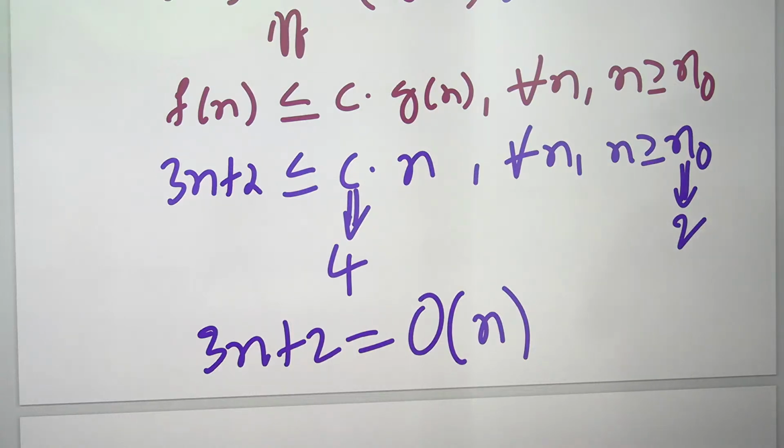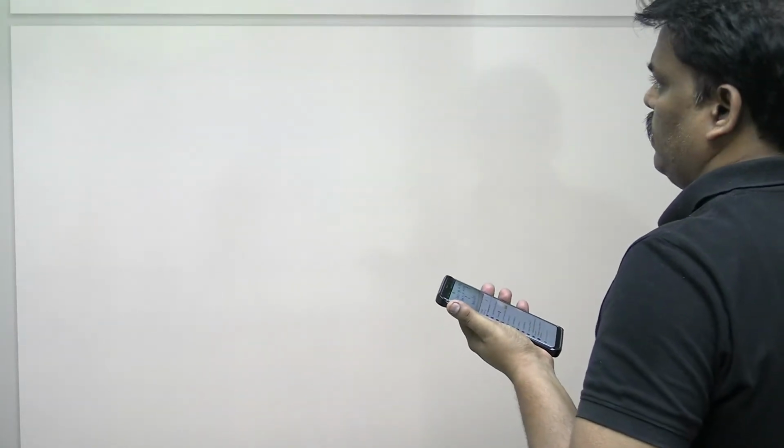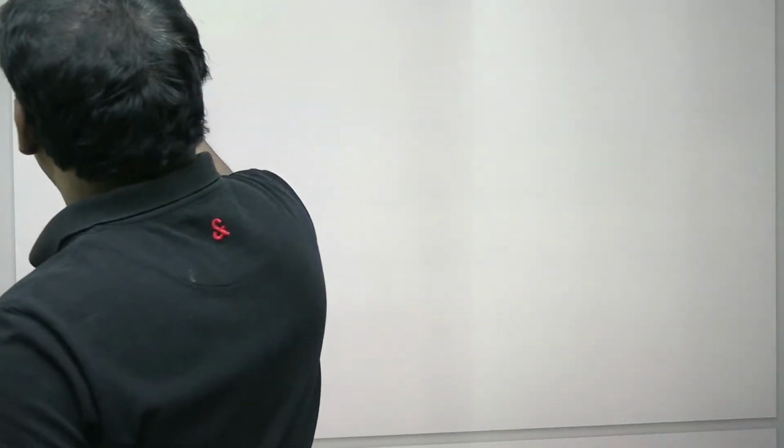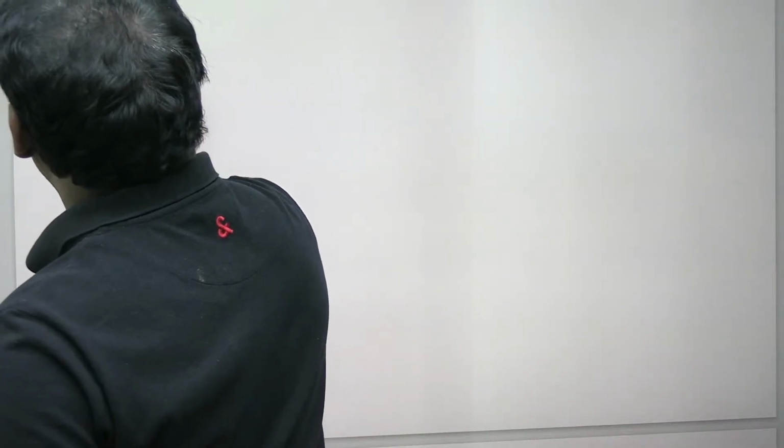Right. Let's go to the next problem. What is the big O? Let's see this one, the next example. Take one more example so that you get clarity.